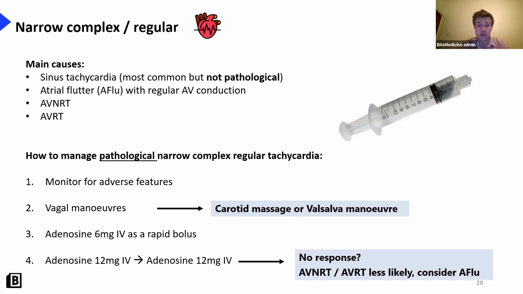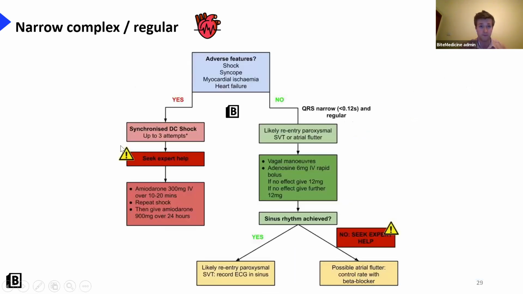Now, it's important to say that if you don't get a response after any of this, this makes atrial flutter quite likely. You would expect with the paroxysmal SVTs like AVNRT and AVRT that you would get a response from these measures. So if you don't get any response, consider atrial flutter. If you've got that in your finals, in one of your SBA questions, and none of these measures have worked, and they ask which is the most likely, think, this could potentially be atrial flutter. So let's have a chat about atrial flutter, AVNRT, AVRT, and most importantly, sinus tachycardia.